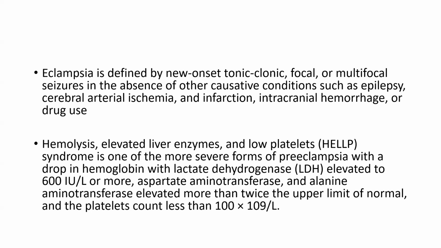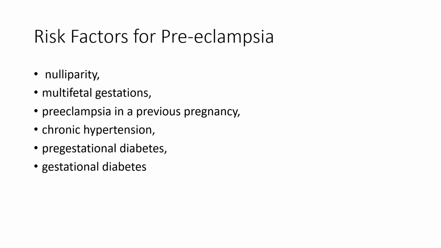HELP syndrome is defined as hemolysis, elevated liver enzyme, low platelet count, and it is one of the more severe forms of preeclampsia, with drop in hemoglobin, lactate dehydrogenase, that is LDH level, elevated to 600 international unit per liter or more, aspartate aminotransferase or alanine aminotransferase elevated more than twice the upper limit of normal, and platelet count of less than 1 lakh.